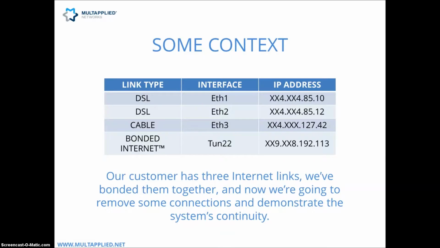So some context. We have three lines in our bond here, two DSL lines and a cable line. And we've seen in our interface how we do the speed testing, how we determine what the line types are actually capable of, putting them together into a bond, what the total aggregated bandwidth is going to be, so the high efficiency of our bond.